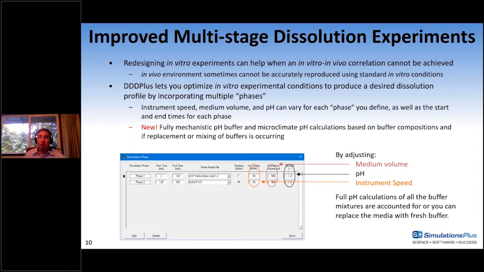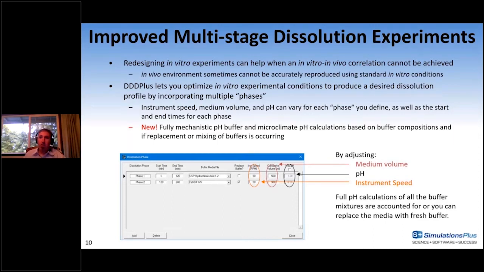So DDDPlus allows you to optimize how you set up your multi-stage dissolution experiments, look at instrument speeds, volumes, pHs of each phase, and allows you to look at the full buffer composition in each phase and how those buffers mix together when you go from the gastric to the intestinal phase.